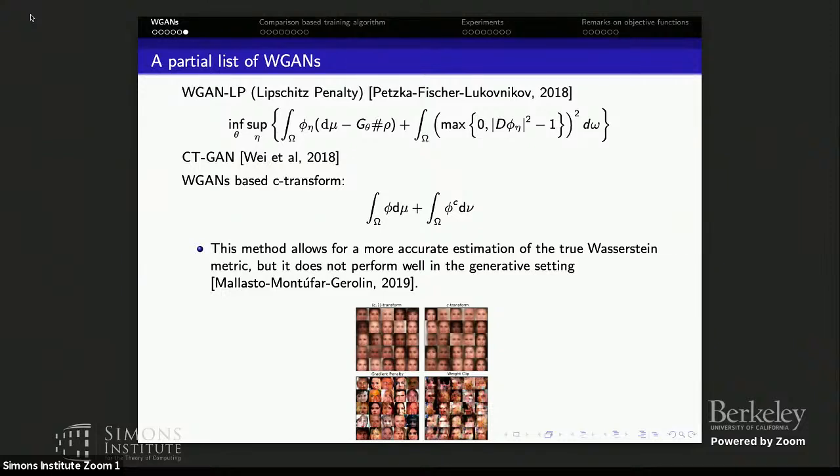And another work by Anton, Guido and Augusto. We can also use the Kantorovich duality formulation, a WGAN based on the C-transform. This method allows for a more accurate estimation of the true Wasserstein distance. But as discussed before, it does not perform well in the general setting. And this is exactly the same figure that is shown in the last slide of Augusto's talk.